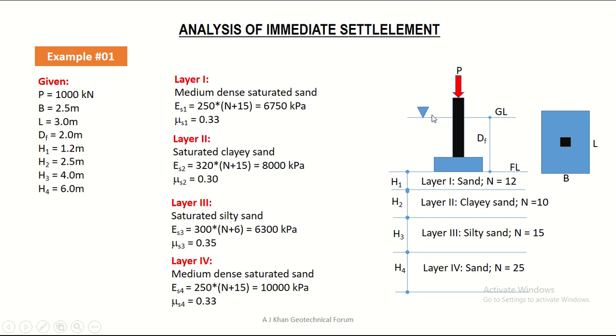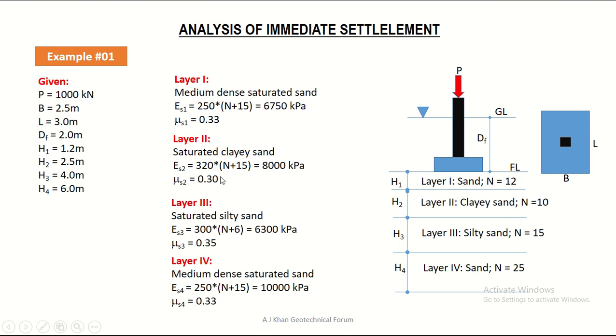And please note that all the soils below ground level are saturated because the water table is up there. So layer 1, because it is a sand and the SPT value is 12, if you just flick through the tables I have shown in my earlier slides, you'll see that this is a medium dense sand and it is a saturated sand because the water table is up there. So picking up the right equation for calculating modulus of elasticity and putting the value of SPT here, you will end up with ES1, the modulus of elasticity of layer 1, as 6750 and the Poisson's ratio as 0.33.